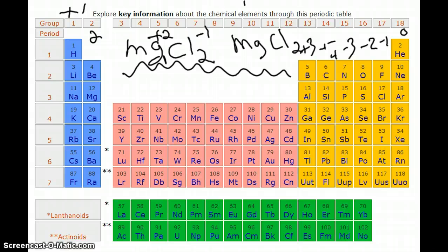So we know that MgCl2 is the correct formula, and we would call that magnesium chloride. So we're going to do a worksheet here, and I want you to use this same concept. Just keep in mind the oxidation numbers have to cancel out. They have to add up to 0. If they don't, you don't have the right formula.